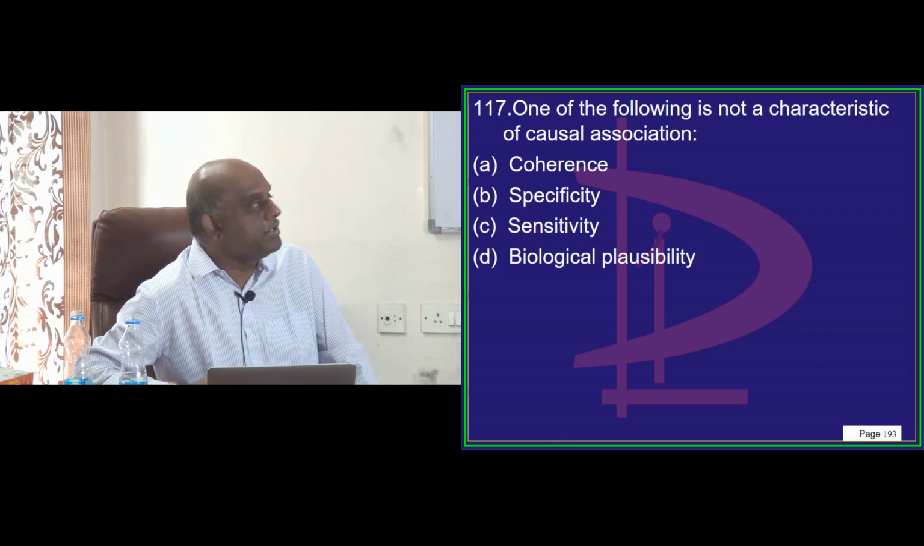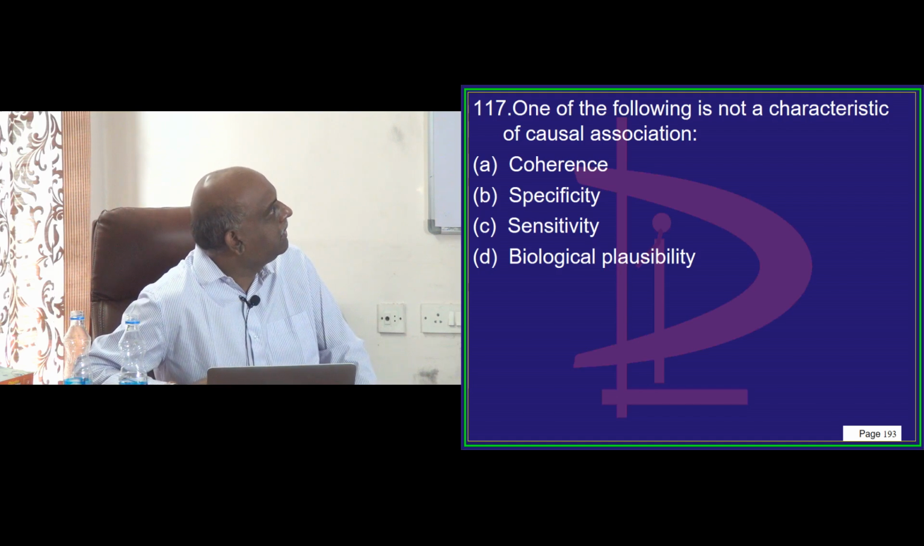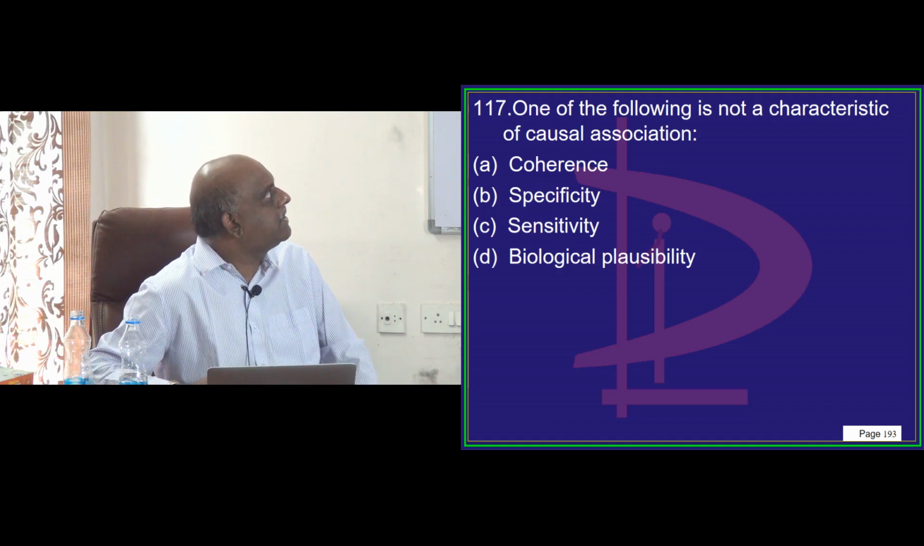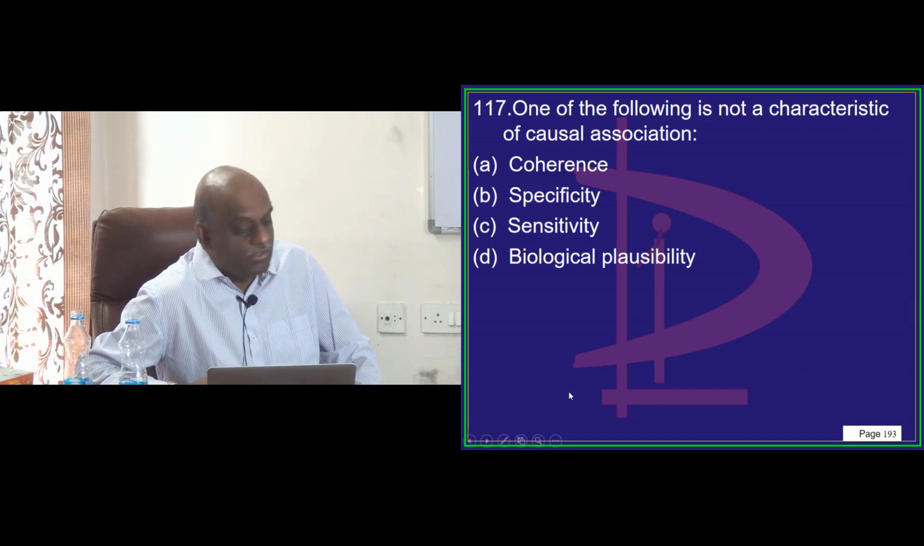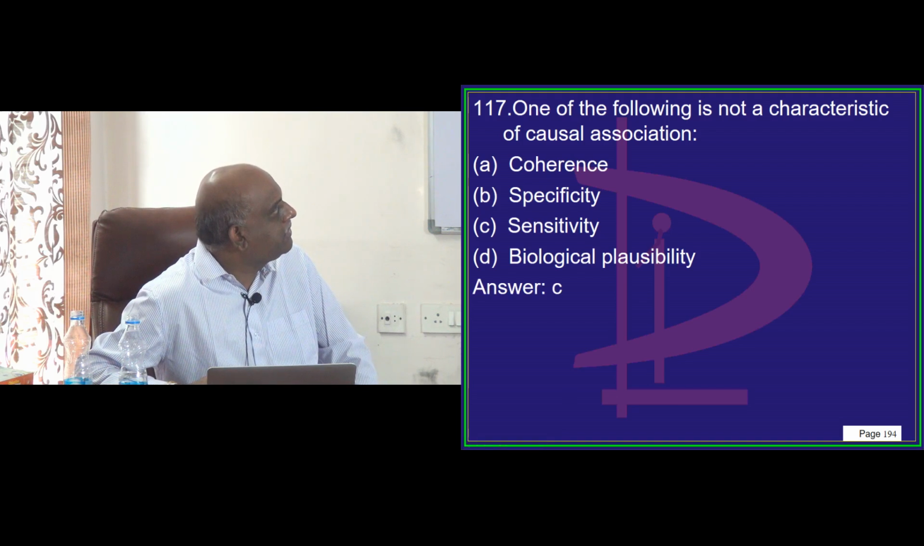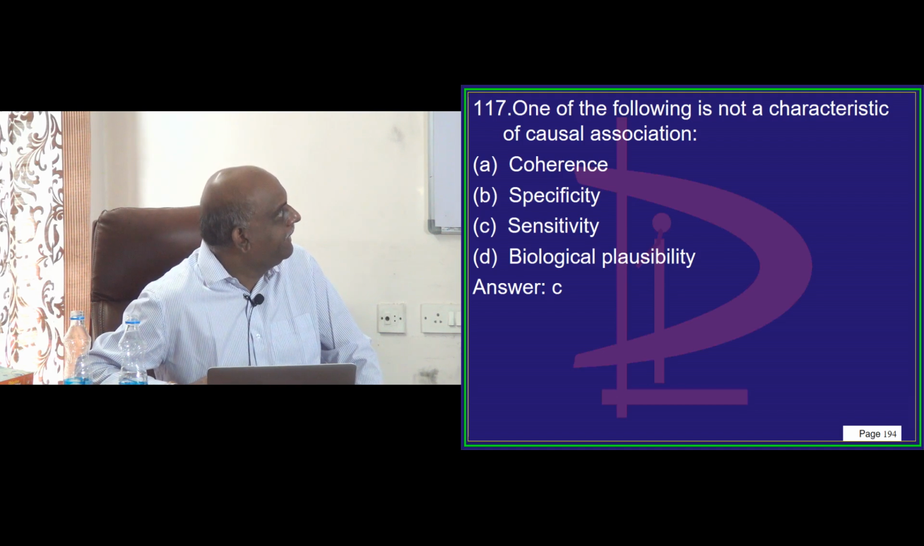association. Question number 117 is the important question. What is your answer, doctor? Causal association, 117. Very good. Abhishek Vyas proposes coherence, but Srikanth is sure on specificity, and Pranahit Reddy is absolutely right. Sensitivity is not a characteristic.